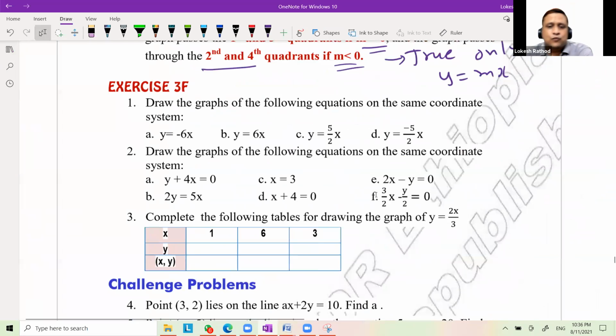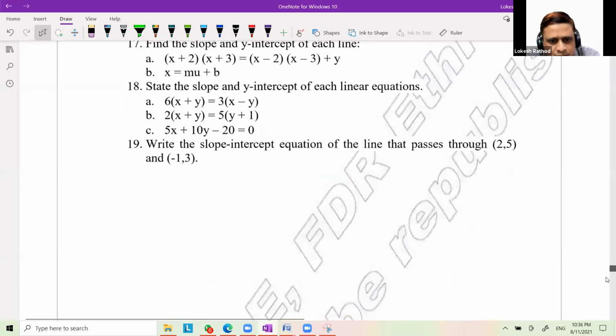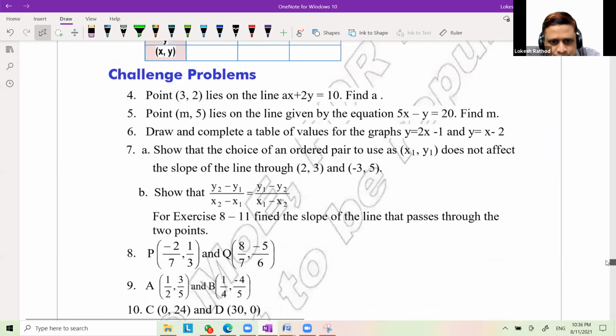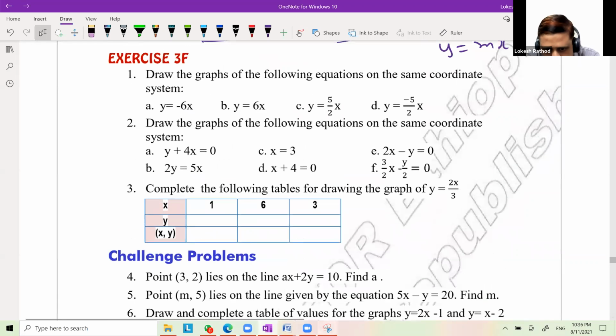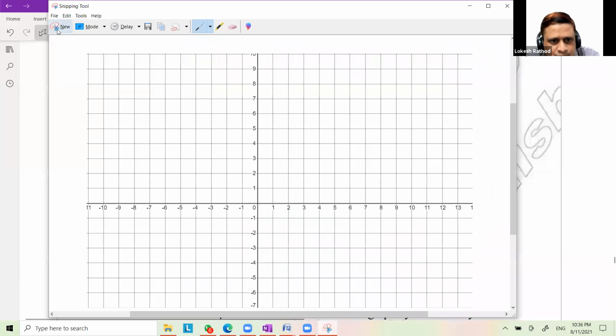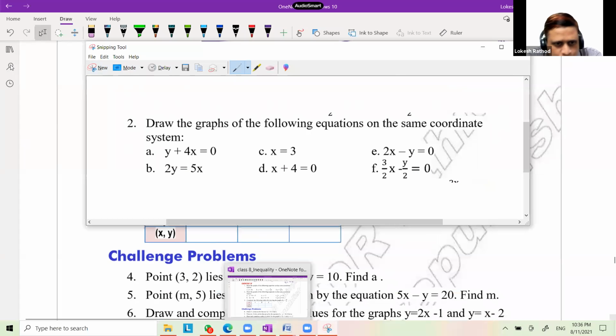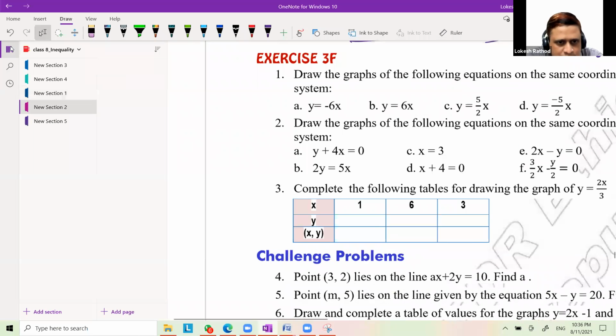Next, draw the graph of following equation on the same coordinate system. So this also we can do. Let's do it. What chapter is remaining? Yeah, I think this is the exercise. Okay, so I'll do this thing. Maybe we'll plot a few of the lines only, not all the lines.